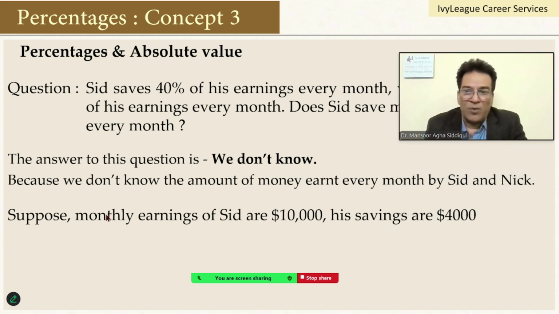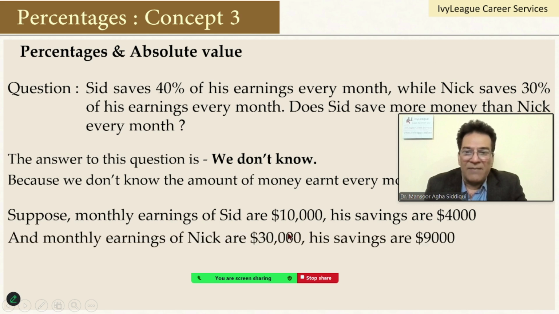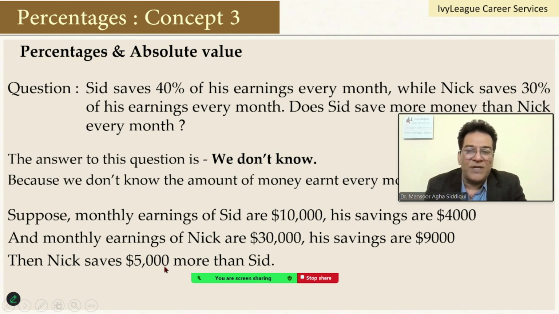So let's understand it. Suppose monthly earnings of Sid are 10,000. Then because Sid is saving 40% of his earnings, 40% of 10,000 will be $4,000. On the other hand, suppose Nick's monthly earnings are $30,000, then his savings would be 30% of 30,000. As a result, his savings would be $9,000, as a result of which Nick is saving 5,000 more than Sid. So I need these two values, 10,000 and 30,000, written in this question. Only then can we possibly give an answer to this question.